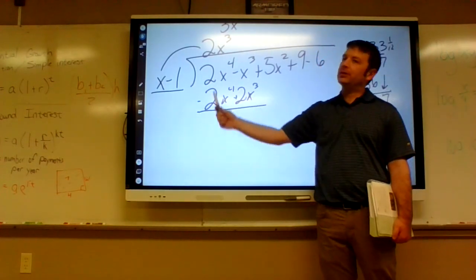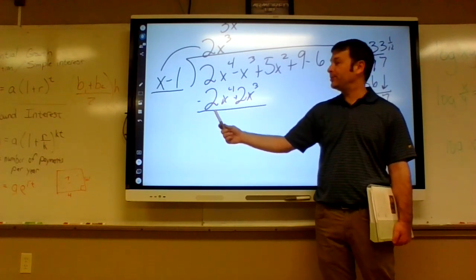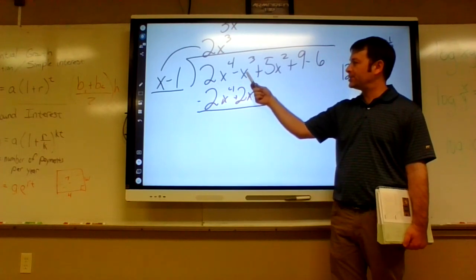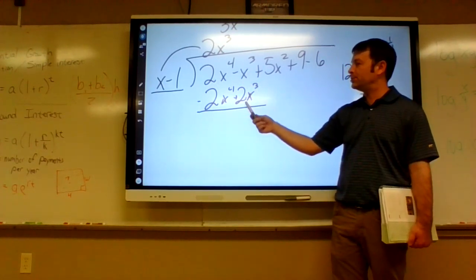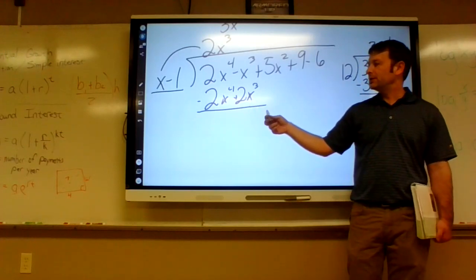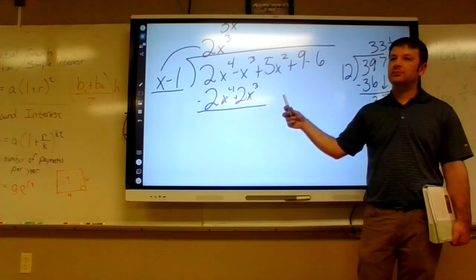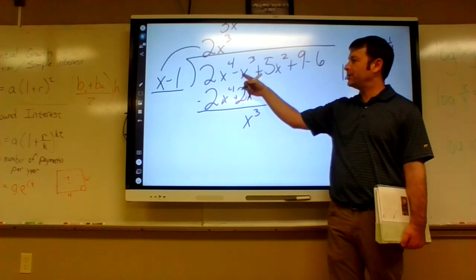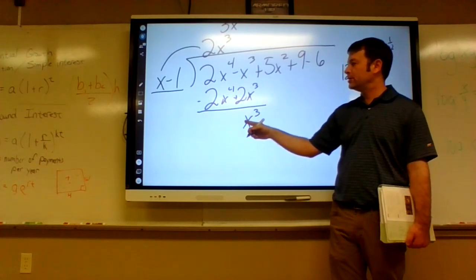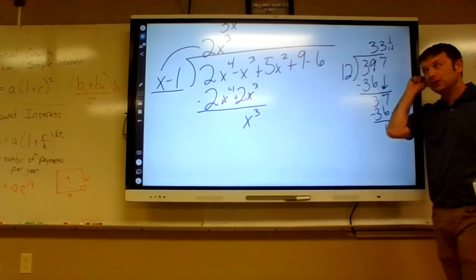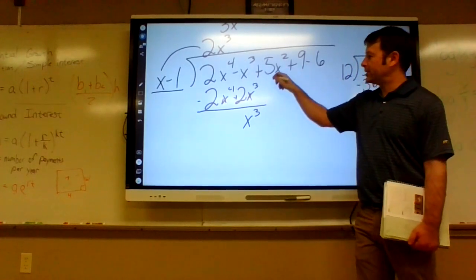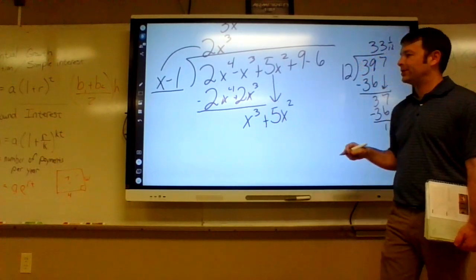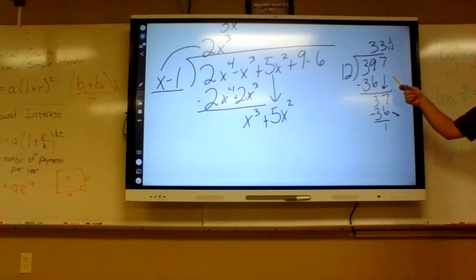These go away every time. We chose the numbers so that they would go away, and they do. But this one doesn't. What's negative x cubed, negative 1x cubed plus 2x cubed? 1x cubed. Remember, when you're adding and subtracting, you just add the numerators. Negative 1 plus 2 is 1x cubed. And then guess what? Bring down the next term and start over.